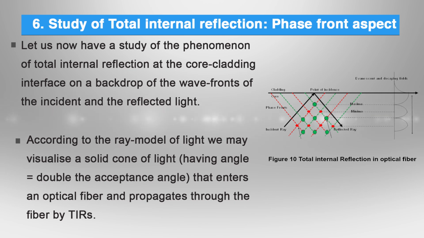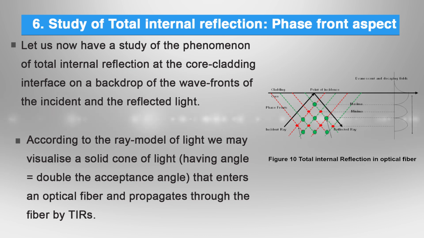This figure shows the phenomenon of total internal reflection of a ray of light at the core cladding boundary along with the wave fronts of the incident and the reflected ray. The red and green colored dotted lines represent the wavefronts of the light ray, which are perpendicular to their direction of propagation. The distance between a red and a green wavefront corresponds to a phase difference of 180 degrees. The similar colored wavefronts have either 0 degree or 360 degree phase difference between them.